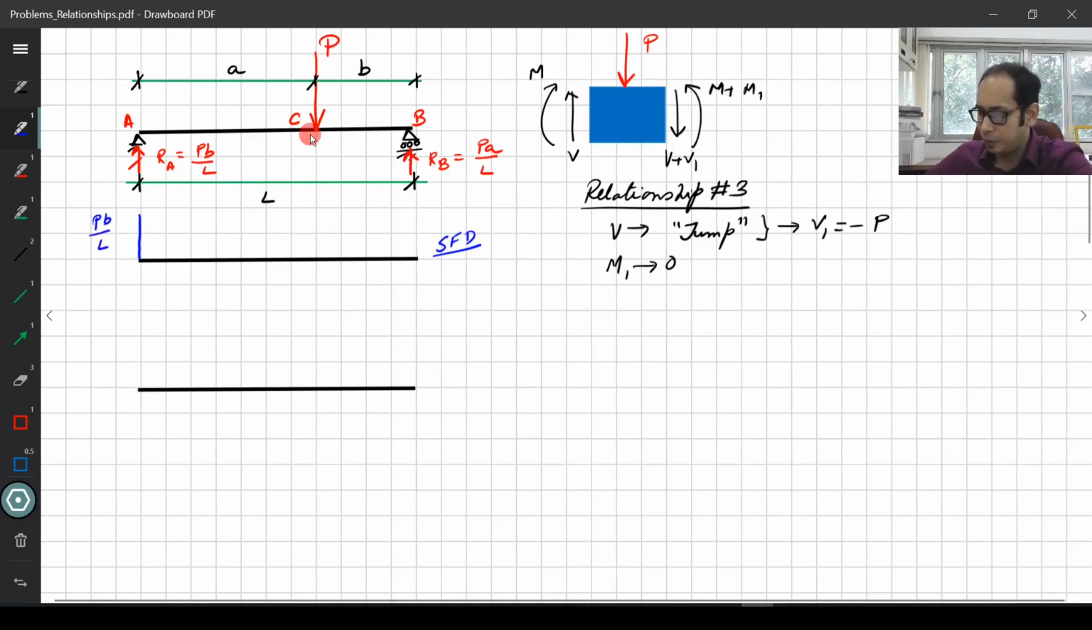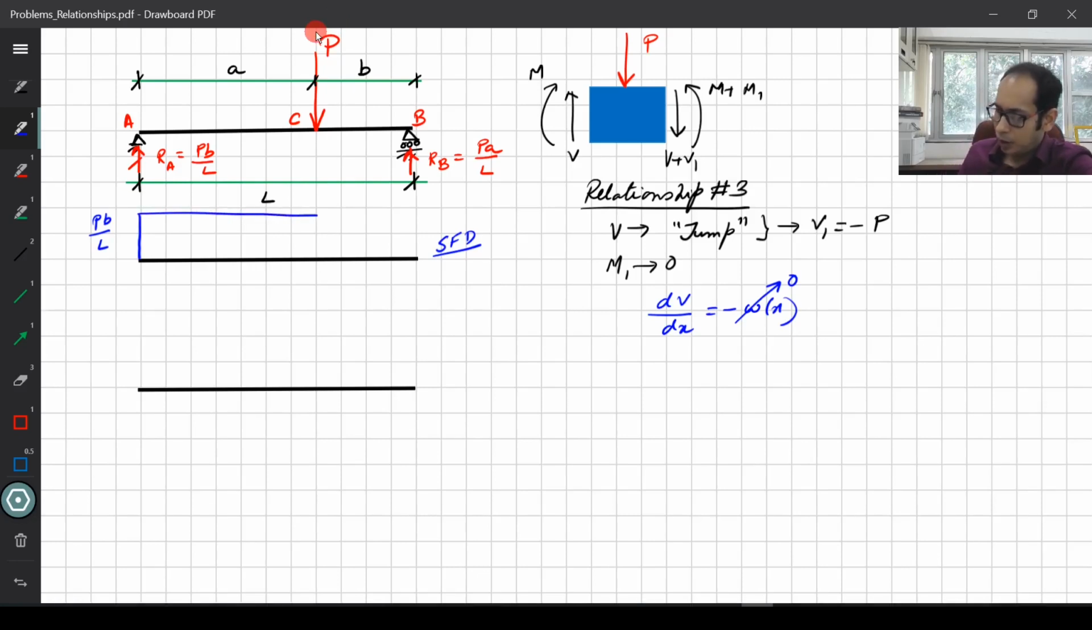Now remember again, think of the relationships. One relationship is that dV/dx is minus W of x, the distributed load. Here you do not have any distributed load, so the distributed load is essentially 0. So your V is going to be a constant line, because the derivative of a constant is 0. So V is going to be constant up to the point of discontinuity here, that is P. So up to that particular point you're going to have a constant value up to this line C.